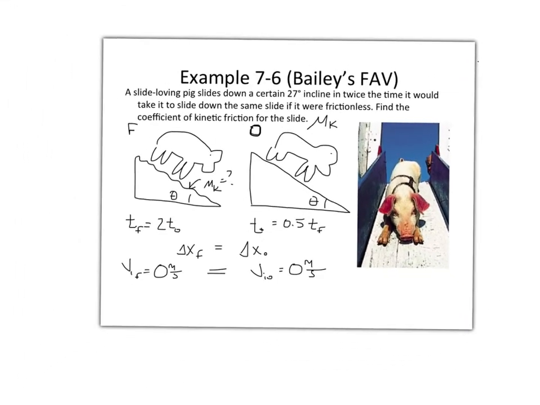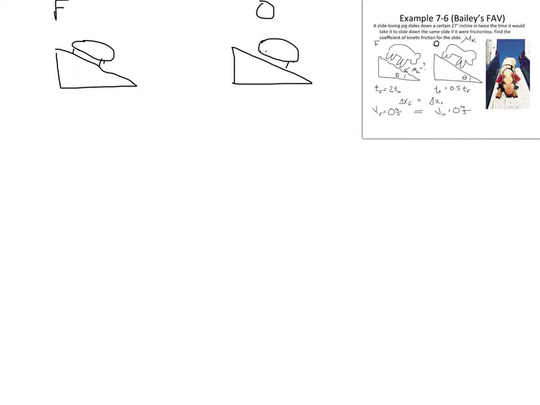So I'm going to take this and squeeze it into the upper corner like that. All right? And I'm going to redraw my friction pig and my non-friction pig. So this one has friction. This one does not. And instead of drawing a pig, I'm just going to draw an egg with legs, a blob with legs right here. That's my pig.